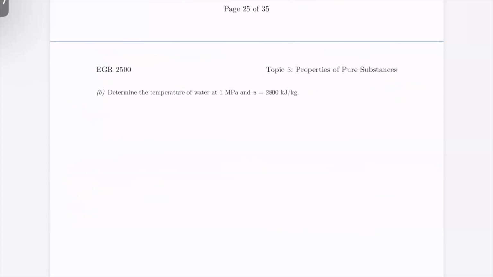Okay, now we want to determine the temperature of water at 1 megapascal and an internal energy of 2800 kilojoules per kilogram. So we have that pressure is 1 MPa, and our internal energy is 2800 kilojoules per kilogram. What should we do first? Any ideas?